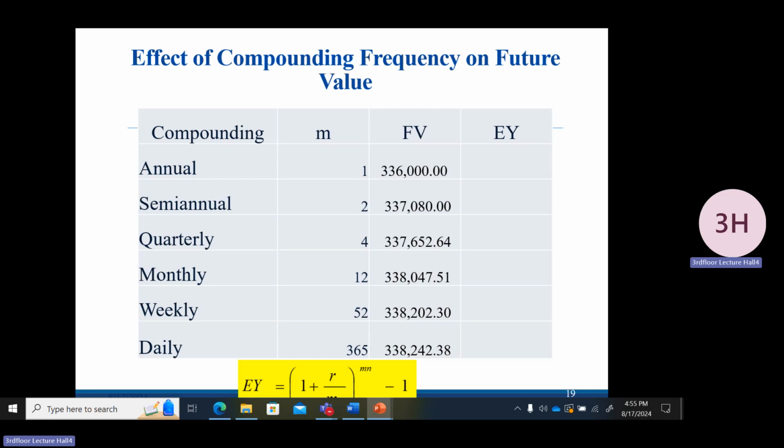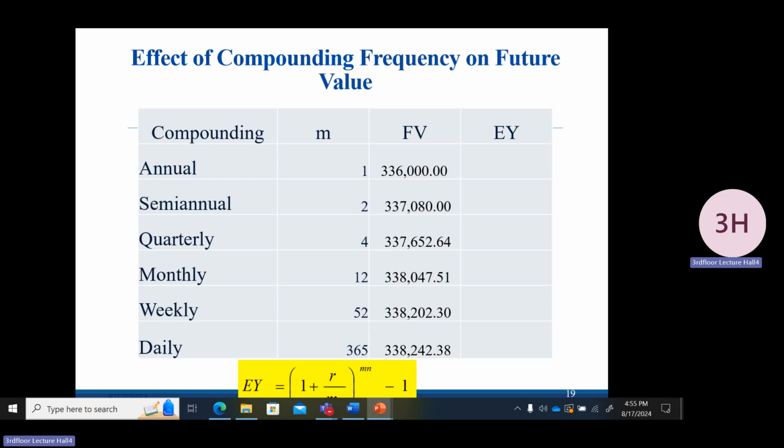Remember, in the effective rate calculation, this N is always equal to 1, because we calculate the effective rate per annum. Therefore, there is no need to even mention it. It is always 1 when you are calculating the effective rate.